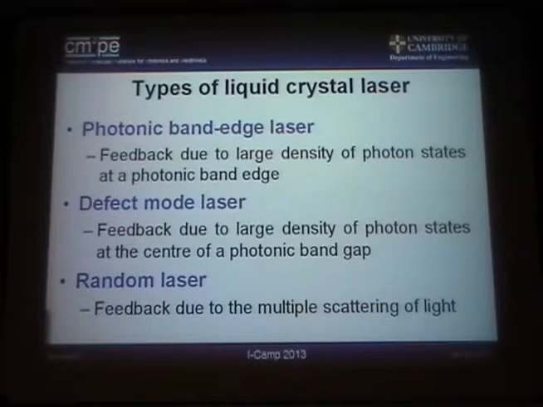And the final one, which is a bit more unusual and unconventional, is the so-called random laser. You may have seen this in lots of other types of materials. It's quite a hot topic at the moment. And this is where there's no well-defined cavity. They're mirrorless, but they're not modeless. The mode structure doesn't come from a well-defined periodic structure or from mirrors. It comes from the intense multiple scattering of light.